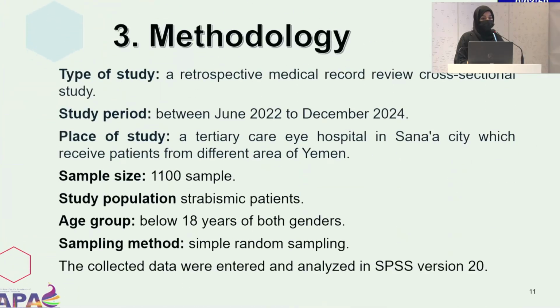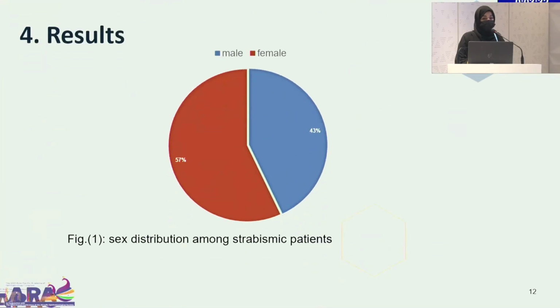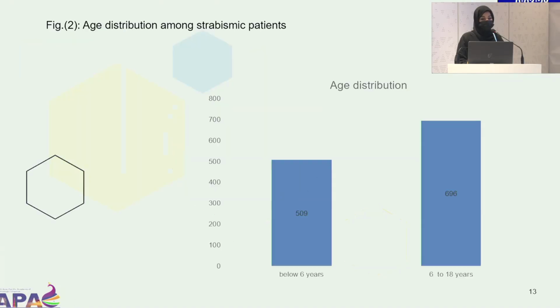Methodology. My study is a retrospective medical record review of a cross-sectional study held between June 22 and December 24. Our patients, 1,100 samples, and all are strabismic patients below 18 of both genders. Results. There is a slight significance of female prevalence more than male, and 509 cases below 6 years, and 696 cases between 6 and 18 years.